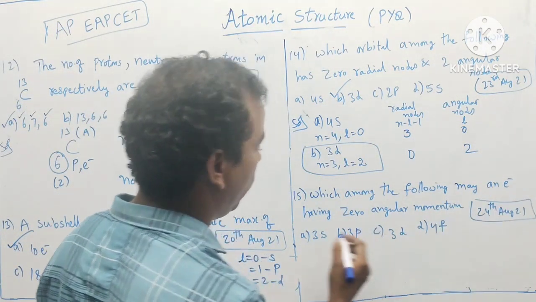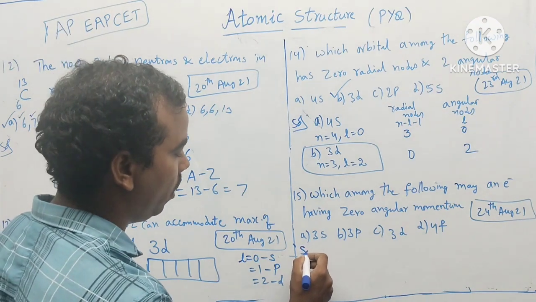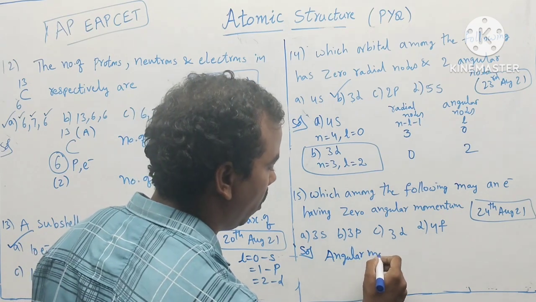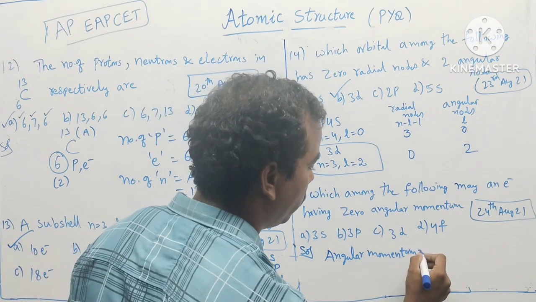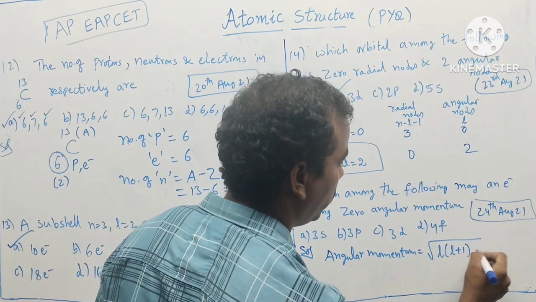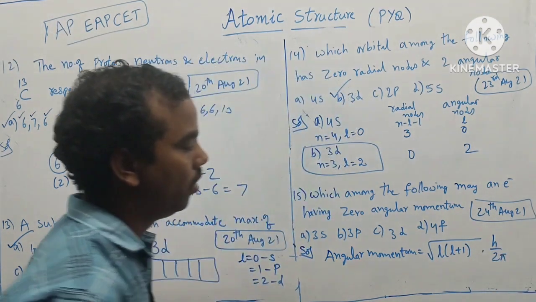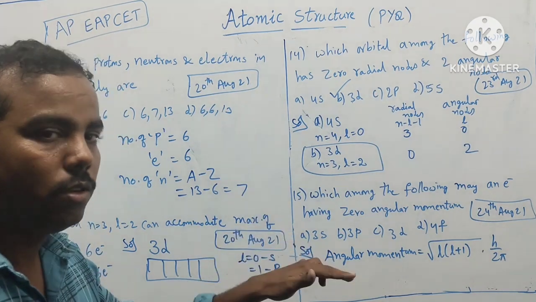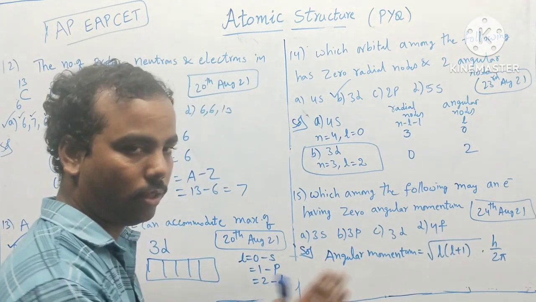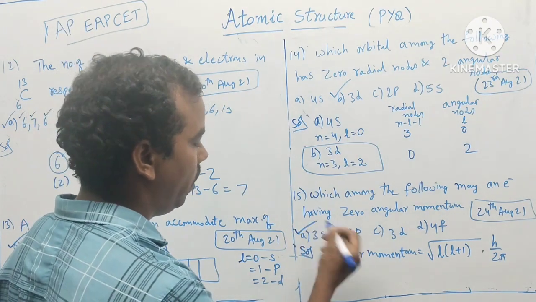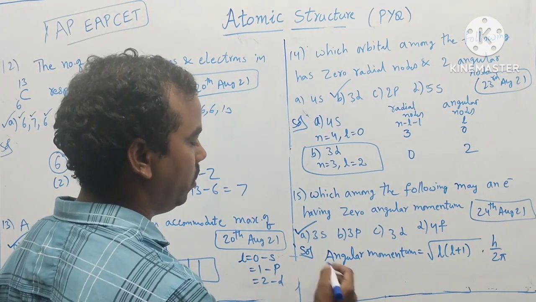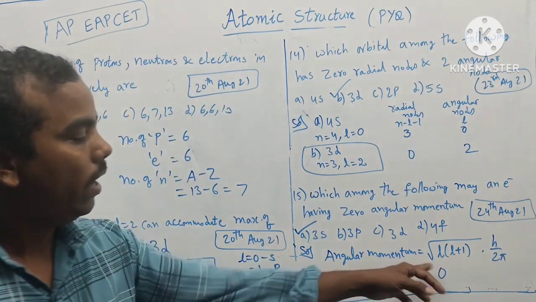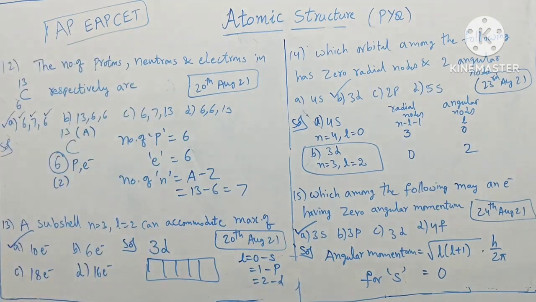So the answer is 3d, option B. Which among the following may have an electron with 0 angular momentum? First, what is the formula of angular momentum? Angular momentum is the square root of l into l plus 1 into h by 2 pi. So 0 angular momentum means the l value is 0. The l value is 0 for an s orbital. Whatever the s, 3s, 4s, 5s, 6s, the l value is 0, so angular momentum is 0. So answer A.